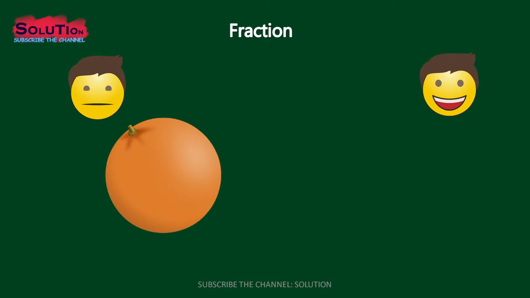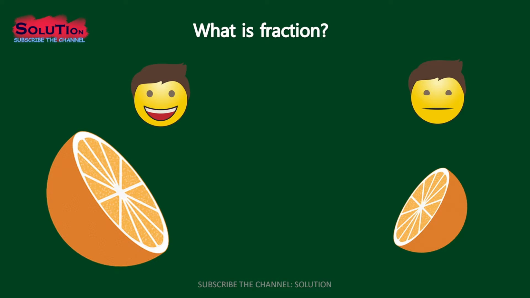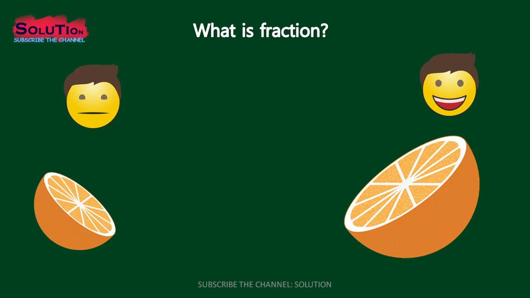Now the first friend can give a portion of the orange to the second person. So what he can do, he can divide it. Division can be done this way, where both the parts look really identical or same. But in case the division is not equal, the friend who will be getting the more portion will be very much happy, right?